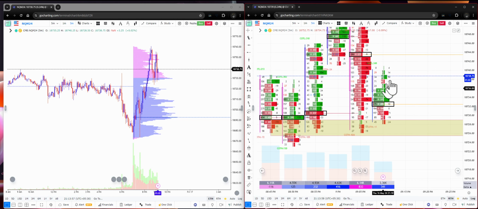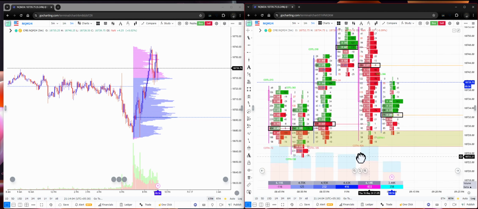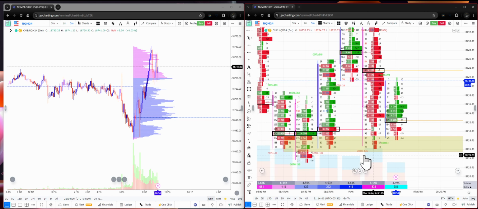And this is how you can find interesting trades or scalps, whatever you're looking at, and analyze the markets, and further define your risk reward.